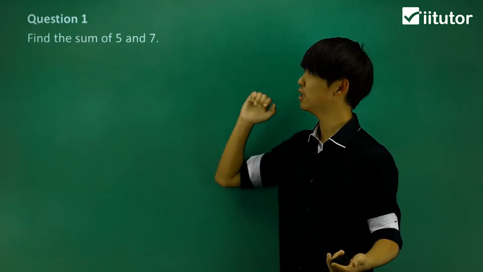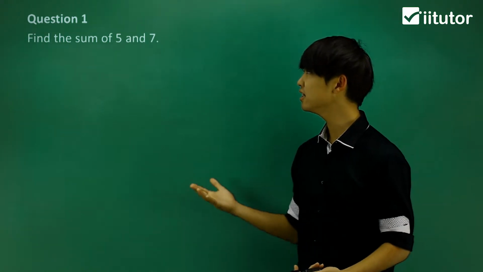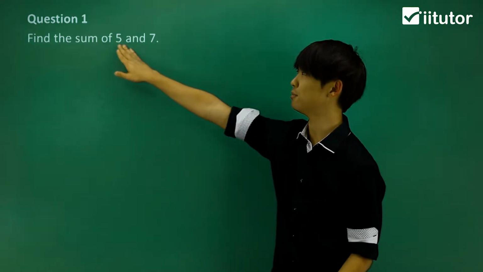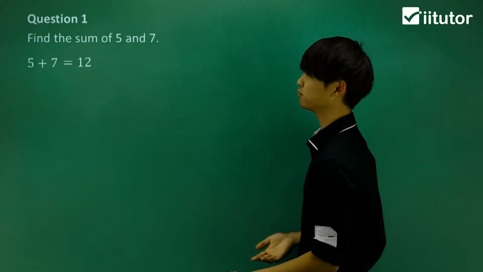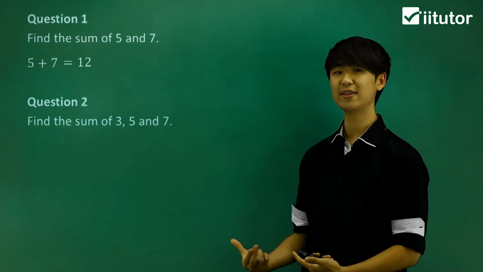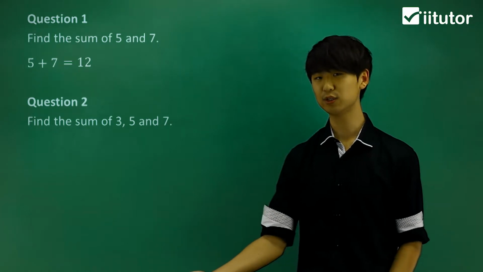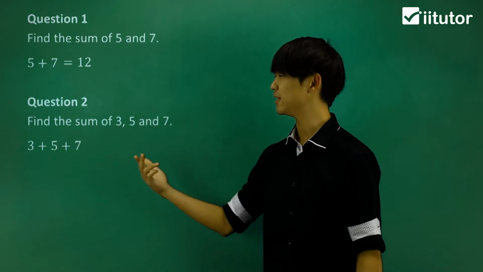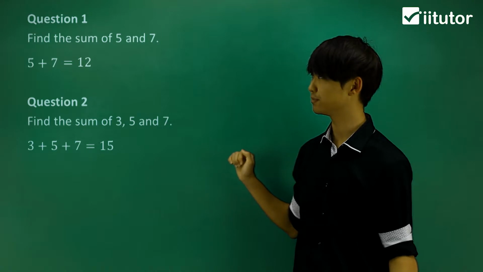If we look at question 1, it asks us to find the sum of 5 and 7. So what did we just learn? The sum means addition, so adding my two numbers there. The sum of 5 and 7 is simply 5 plus 7, which we know is going to be 12. In question 2, find the sum of 3, 5, and 7. We have three numbers now, but still we're going to add. So 3 plus 5 plus 7 is going to be 15. So these are the sums.